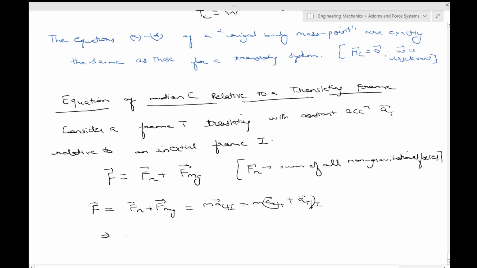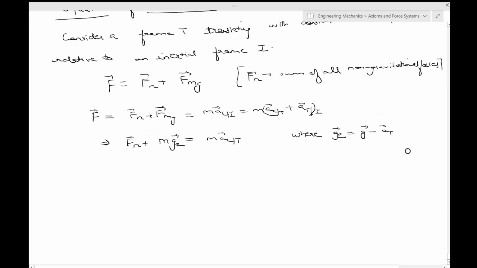Okay, this means that Fn plus, what is the force of gravity, M ge, equal to M aCT, where ge is equal to g minus aT. Okay, so I hope you can see what we have done. We have written this M aT term and combined it with this g term. So that's how this has come up.